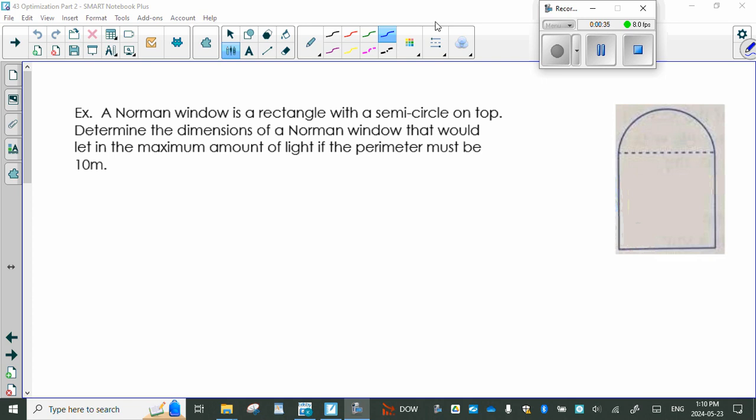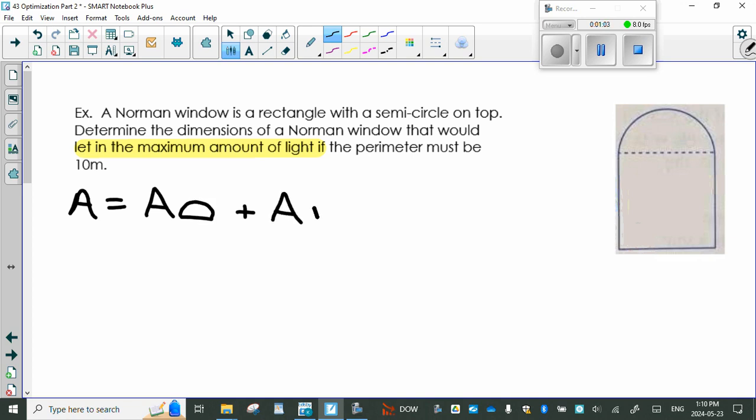Okay. So first thing we want to do is figure out what it is we're maximizing or minimizing. We want to let in the maximum amount of light for this window, which means, what are we maximizing? The area. So the area is going to be the area of the semicircle, which I'll just draw a little picture, plus the area of the rectangular part. Everybody good with that? And you have that formula sheet to use if you need to.